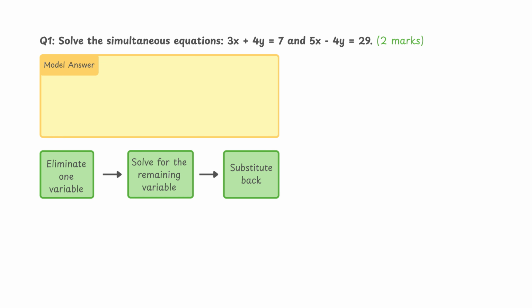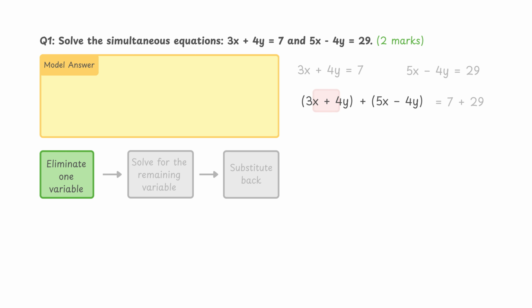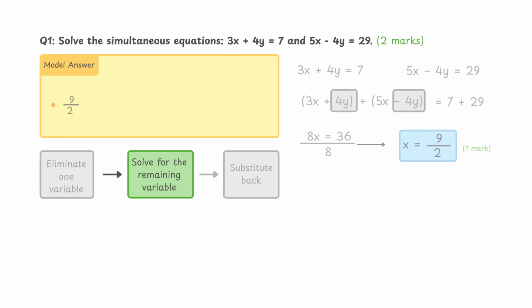First, write the two equations. 3x plus 4y equals 7 and 5x minus 4y equals 29. Next, eliminate one variable by adding the two equations together. 3x plus 4y plus 5x minus 4y equals 7 plus 29. The 4y and negative 4y cancel out, leaving 8x equals 36. Now divide both sides by 8. x equals 9 over 2. This earns 1 mark.